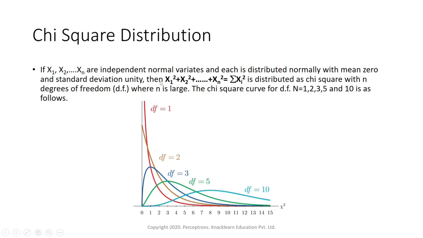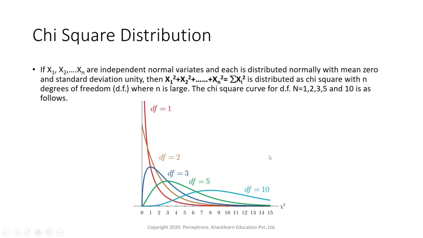Then x1² + x2² + ... + xn² equals the summation of xi², where i runs over the number of variates. This is distributed as chi-square with n degrees of freedom, where n is large. So here it has n degrees of freedom. The chi-square curve for degrees of freedom n equal to 1, 2, 3, 5 and 10 is as follows.